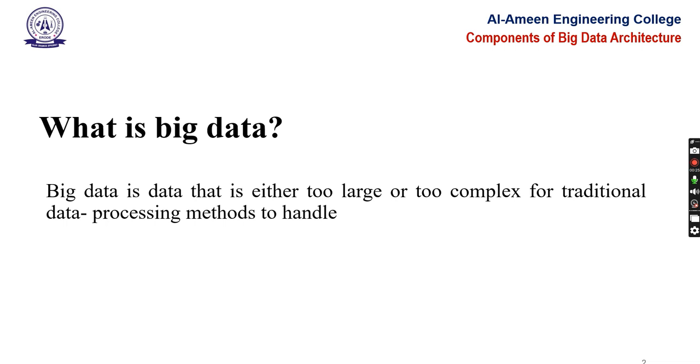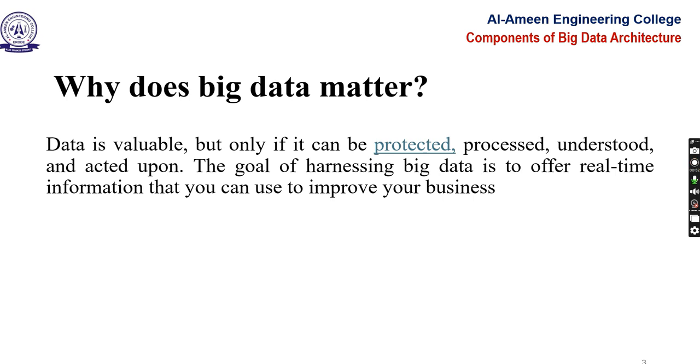Big data is data that is either too large or too complex for traditional data processing methods to handle. Because in traditional database handling methods, data were only structured. Those data were in rows and columns. Only those types of data were processed by the traditional analytics method. But big data has the capability to handle structured, semi-structured, and quasi-structured data. Everything can be handled by big data.